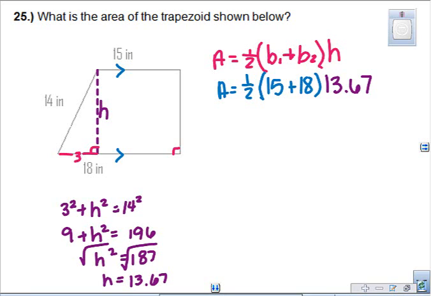So you can type this into your calculator all at once. Make sure that the parentheses are there. If you want to do it step by step, you have to do addition first. Remember your order of operations. So when you get your final answer, you should have 225.56. This was measured in inches. Area is inches squared.